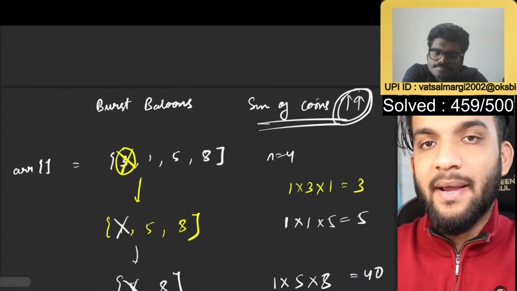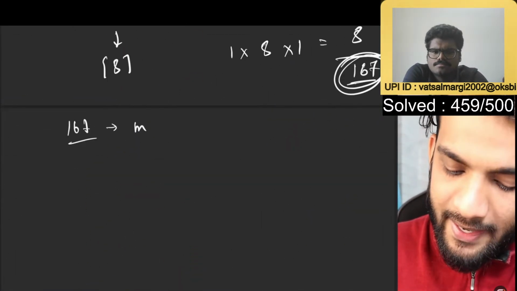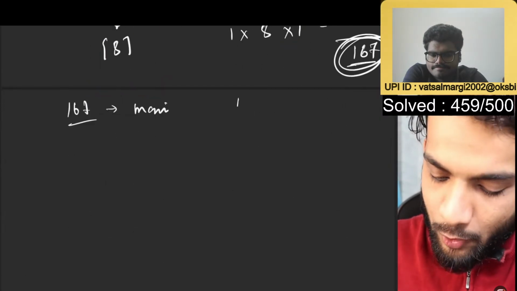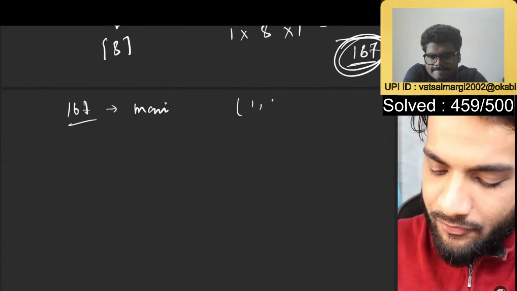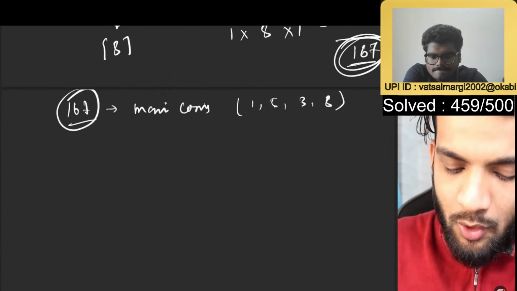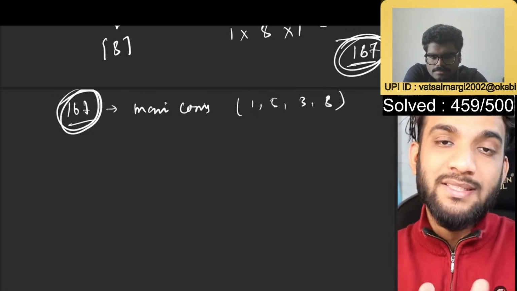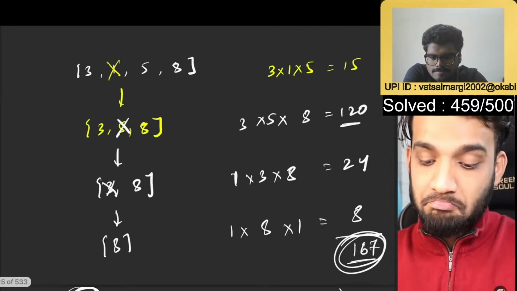And the question stated, you have to maximize it. So 167 is the maximum coins that you can get if you follow the order 1, 5, 3, 8. You can follow various other ways, but you will see that 167 is the maximum that you can obtain, right? So pretty much that is the question.